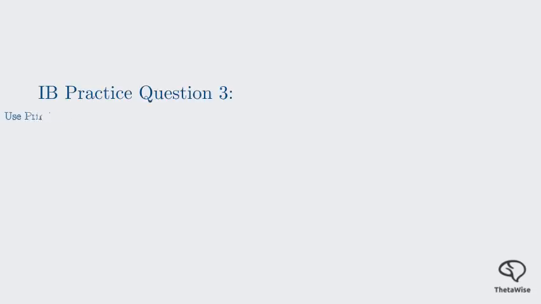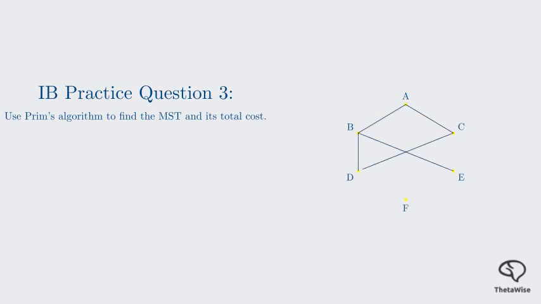Here is our third practice question. This graph represents a network of pipelines with the weights representing costs. Your task is to find a minimum spanning tree using Prim's algorithm and state its total weight. Pause the video here. Remember, you can start at any vertex. Let's try starting at vertex A.